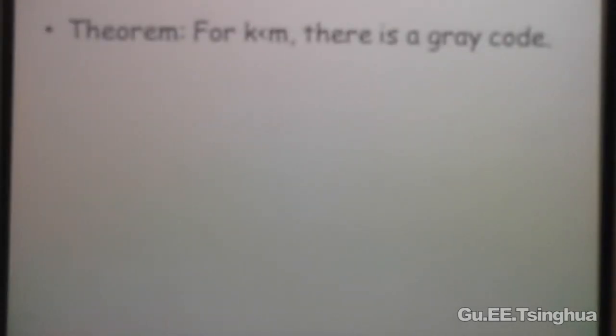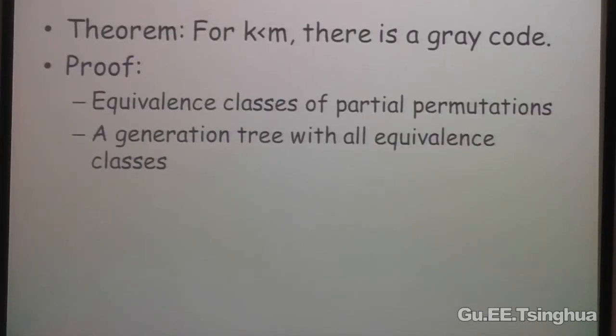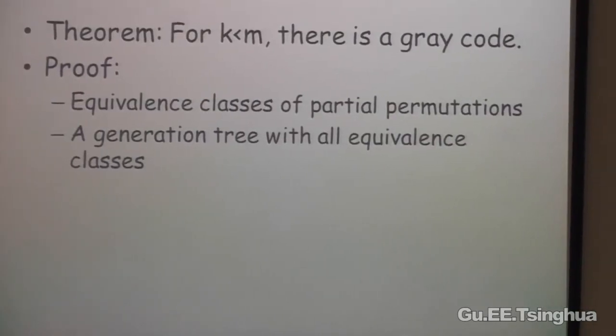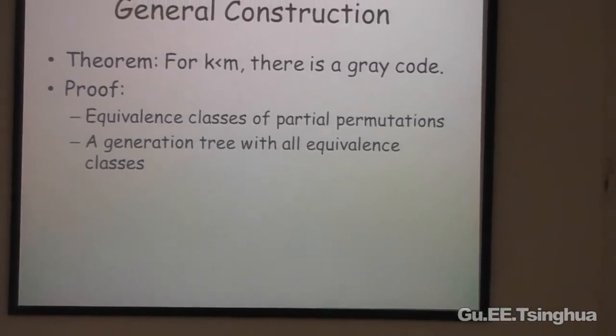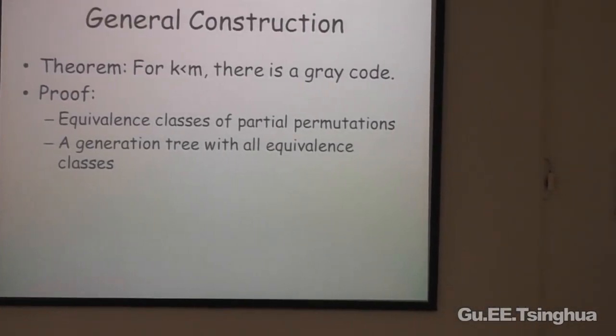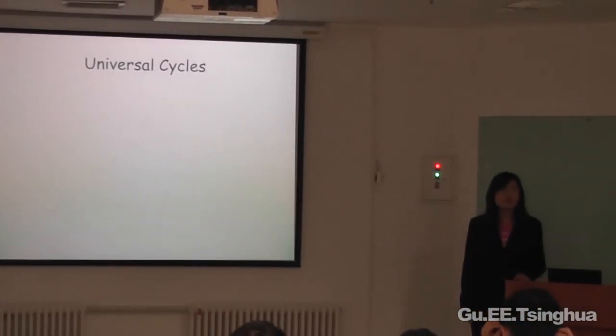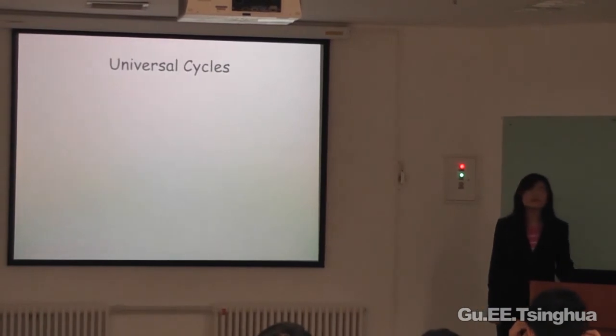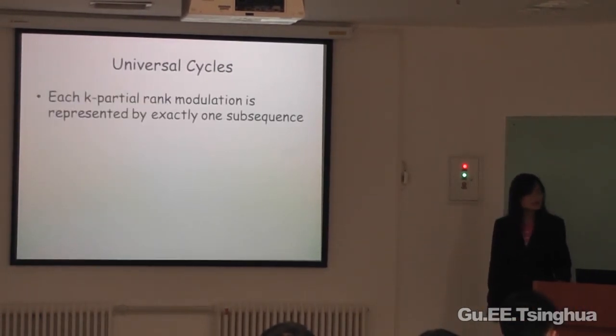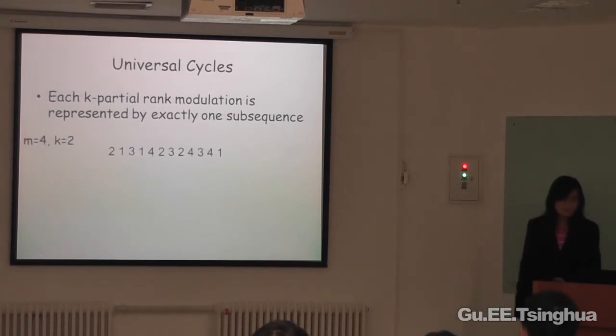So the general construction for arbitrary values of m and k is as follows. I first define some equivalence classes of the partial permutations, and then construct some generation tree that goes through all the classes. A related notion of gray code is the so-called universal cycles. It is a cycle that contains all the k partial rank modulations exactly once as a subsequence. The definition is very similar to gray code, and here we show an example.